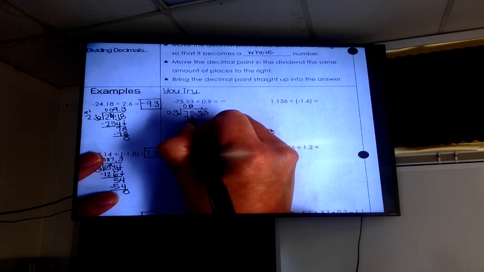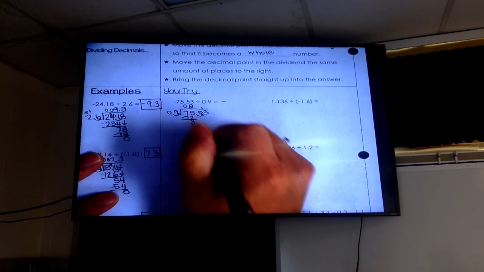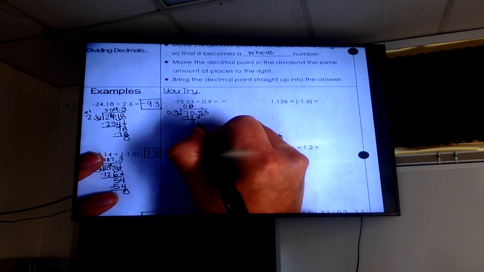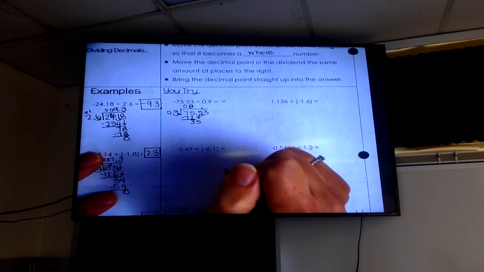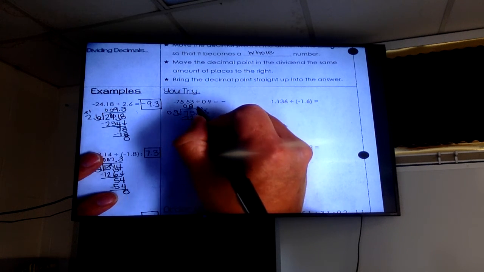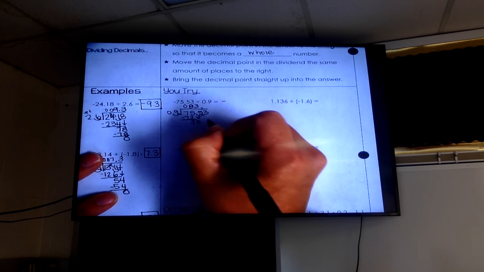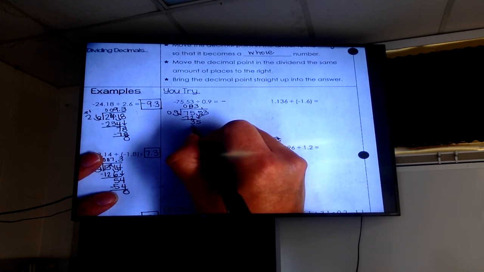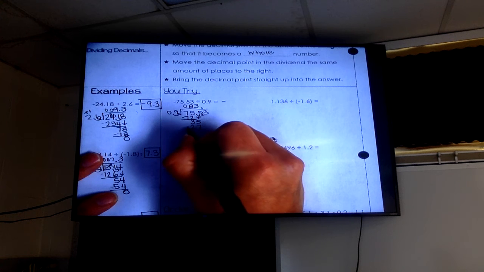So 9 cannot go into 7, but 9 can go into 75 8 times. 8 times 9 is 72. I subtract, I have 3 left over, which is smaller than 9. Always do that self-check. So I can bring down the 5. 9 can go into 35, let's see, 3 times. 3 times 9 is 27. I'm going to subtract.